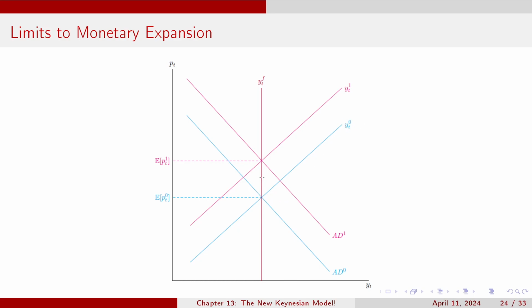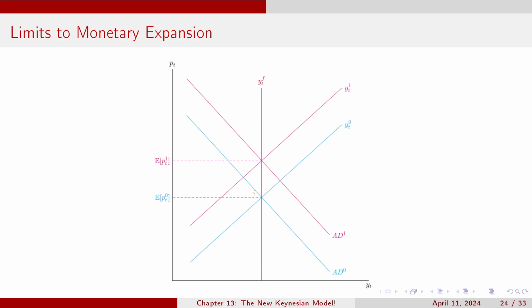YT0 equals AD0 equals YTF. Now, YTF isn't moving anywhere. Why? Because there are no supply-side factors shifting this either right or left. It's just going to stay put where it is, because these are all demand-side things we're looking at. This is not a supply-side shock.